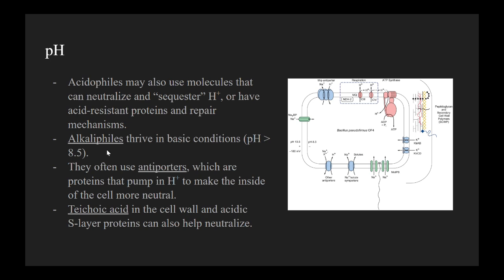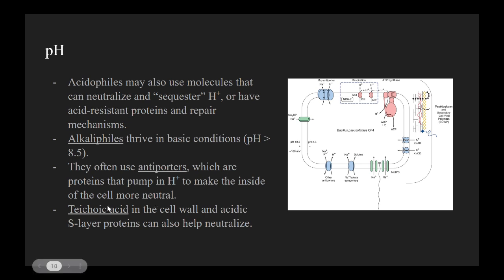These are organisms that thrive in basic conditions, so low concentration of H+ and high concentration of hydroxide, OH-. So this is in pH greater than 8.5. And these organisms often use what are called antiporters, which are pump proteins within the membrane that take H+ and pump it inside of the cell so that the cell becomes more neutral in pH. So the pH lowers as these H+ are put inside of the cell.